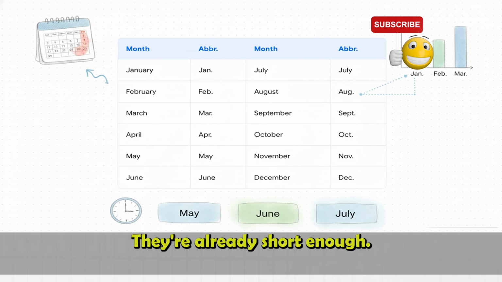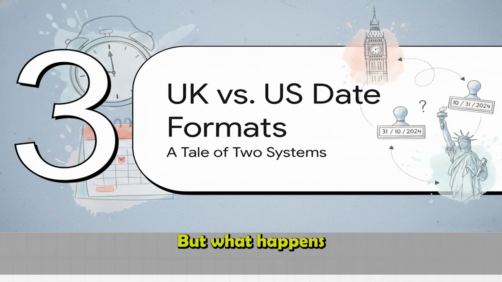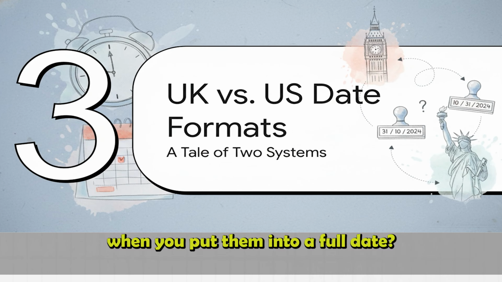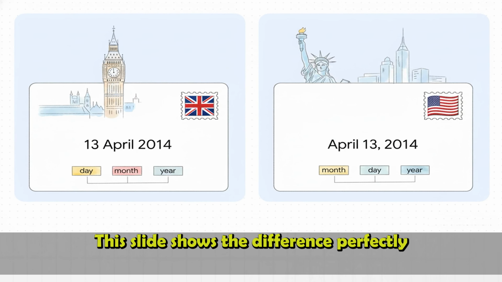They're already short enough. Okay, you know the months, you know how to write them, but what happens when you put them into a full date? This is where things can get a little tricky, because the order of the day and month completely changes depending on whether you're using the British format or the American one. This slide shows the difference perfectly.